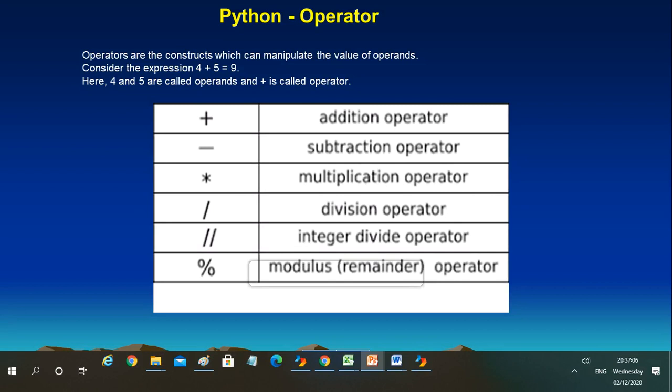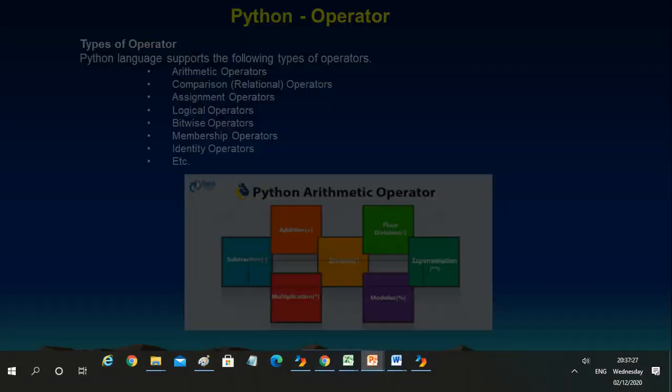Now operators are the constructs which can manipulate the value of operands. Consider the expression 4 plus 5 is equal to 9. Here plus is an operator, which helps the two numbers to add. Here 4 and 5 are called operands and plus is called the operator.